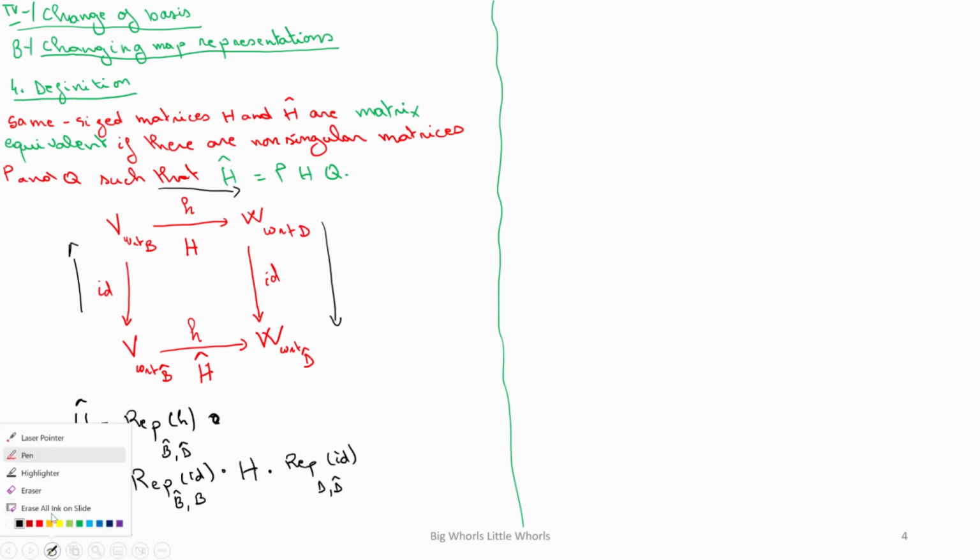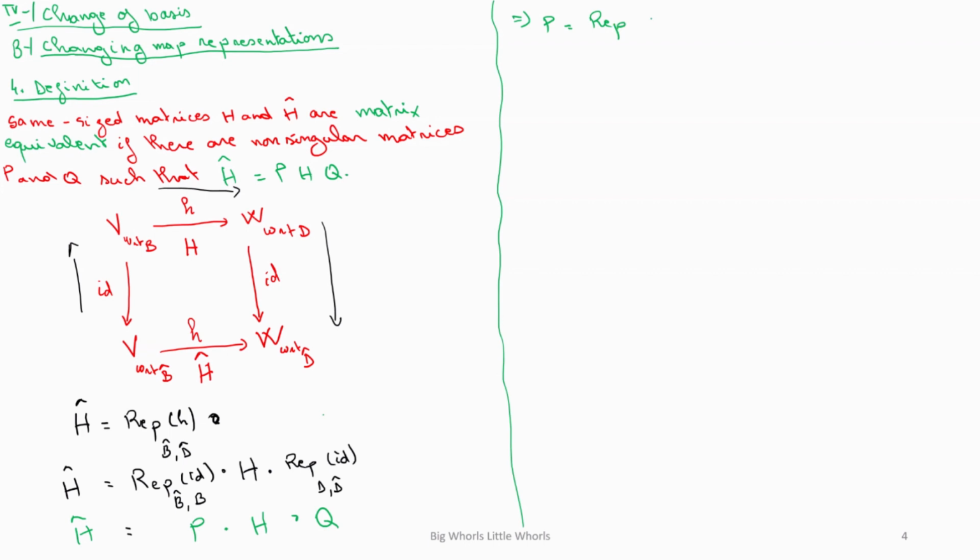We can derive the fact that this is P, H, and Q. So we have our H here, H hat here. That means the non-singular matrix P is equal to the representation of the identity map with respect to B hat, B, and the Q we are looking for is the representation of the identity map with respect to D hat. Is that okay?